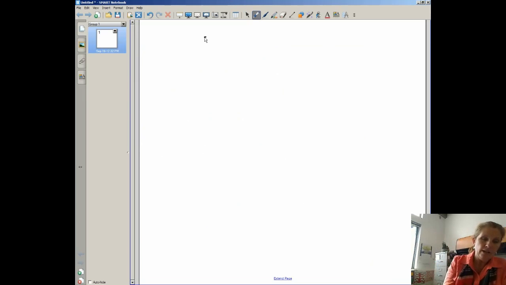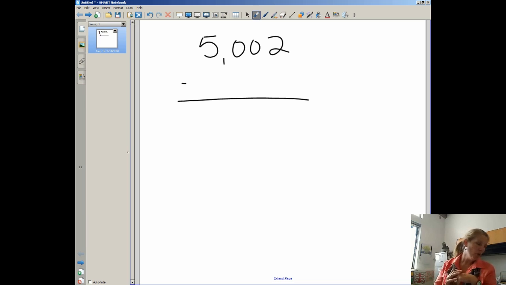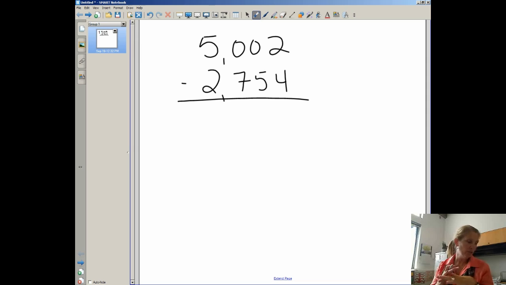That looks like 5,002. That's going to be my minuend. The second number was 2,754. So part of this problem is being able to write a number in standard form, given it in written form, and then know that a difference means subtract, and then line them up, and then do the problem. So there's a lot of different parts to this.